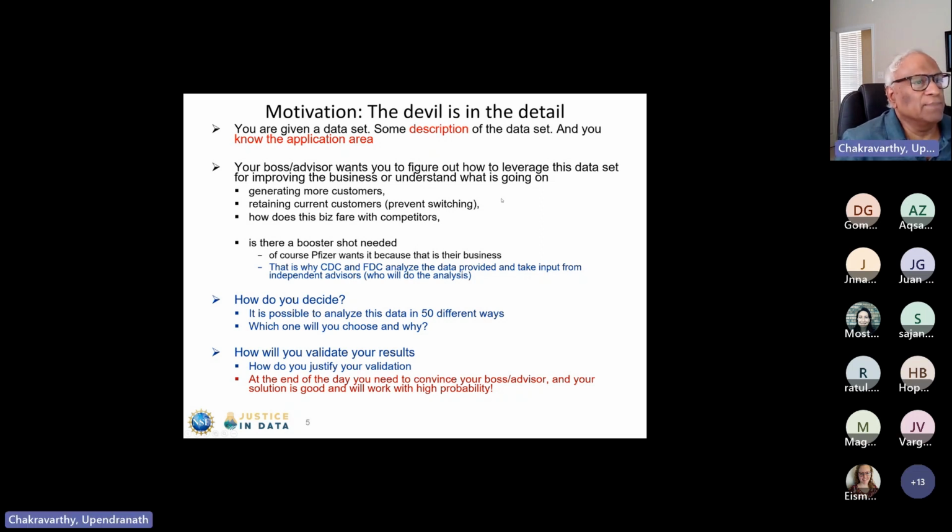And this is an example from the business domain, but it could be for research, generating more customers, retaining current customers, preventing them from leaving. This is very common in the mobile phone industry, as you may be familiar with. How does this business compare with others? If you go to vaccines, we had COVID, is a booster shot needed? Of course, the company that markets it wants it because that is their business, but we do some independent analysis by CDC, FDA to determine whether that is actually necessary or not. So there are different players trying to do different things, and how do we understand all that?